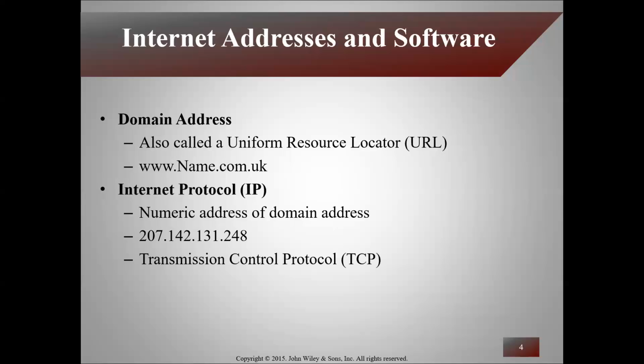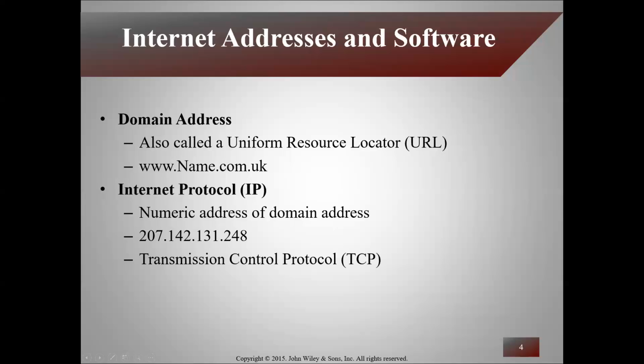For transmission purposes, internet computers use table domain names that translate a text-based domain address such as www.wiley.com into a numeric internet protocol, or what we call an IP address. Now the IPv4 is version 4 of the standard and uses 32 bits for this. Here you see an example, 207.142.131.248.